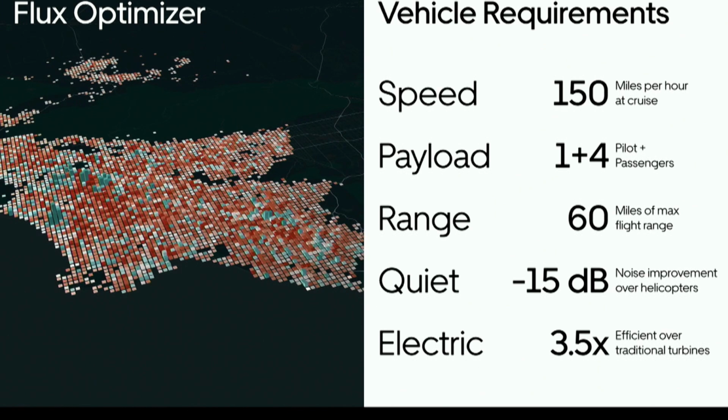We also shared with you vehicle requirements for Uber Air eVTOL. Things like 150 miles per hour cruise speed, a payload of a pilot and 4 passengers, a sizing range of 60 miles, a noise signature that's on the order of 15 dB less than a helicopter of equivalent weight, as well as all electric, because an all-electric vehicle is on the order of 3.5 times more efficient than a non-electric vehicle.